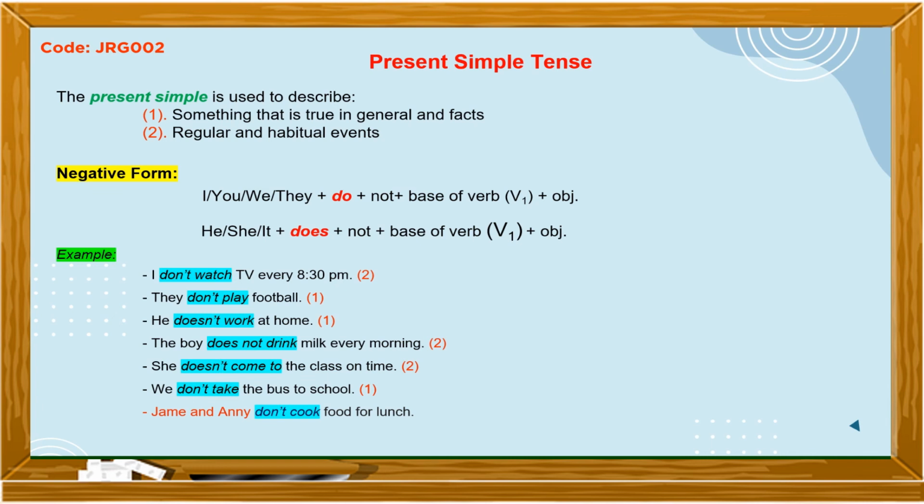That's it for example number 7. When you see two people like this, use form number 1: do plus not plus the base form of the verb and then plus the object. That's it, everybody, for example number 7. So let's take a look at the note here, like I have mentioned already. The note just shows you that do plus not equals don't, and does plus not equals doesn't.